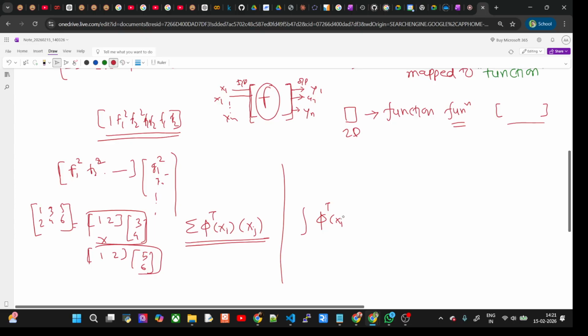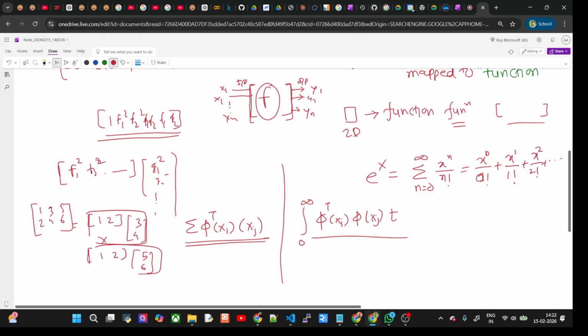Phi of xi into phi of xj of t, from 0 to infinity, because it's going till infinity. You are adding all the values. What we have seen is e raised to x. How we can write it is something like the summation from n equal to 0 to infinity of x^n divided by n factorial. Let's say x is equal to 1, so x^1 divided by 1 factorial, and here 0 factorial, and here 2 factorial and so on. It's still infinity.